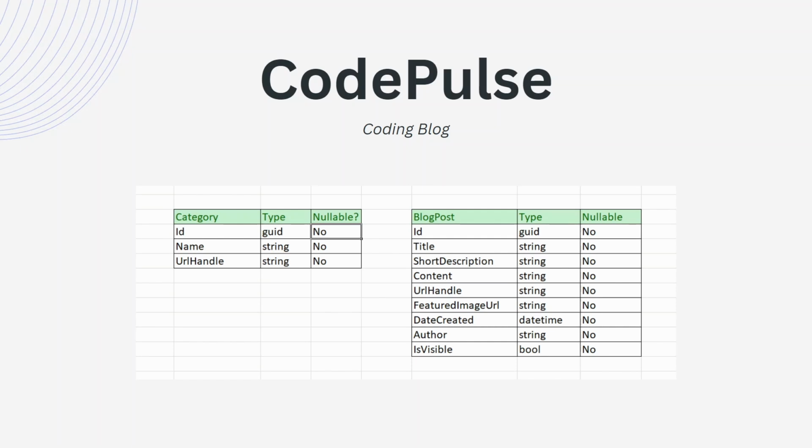For example, for a coding blog, we can have HTML as a category, CSS as a category, or ASP.NET as a category, and so on. We'll also have the URL handle that takes us to that particular category on the website.